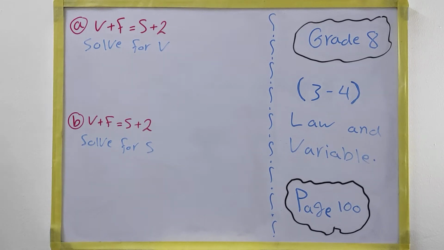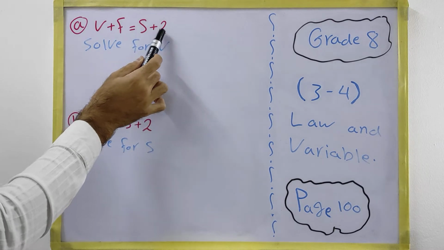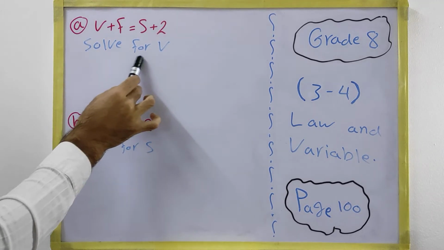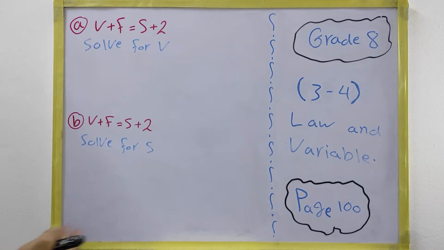Hi everyone, in this video we have grade 8 chapter 3 section 4, law and variable, page 100. In the law and variable, it's about those equations that have more than one variable, like here we have v, we have f, we have s plus 2. We have more than one variable, more than one letter. In this case, the question asks you to solve for one of them. Here it asks us to solve for v. In this one it asks us to solve for s.